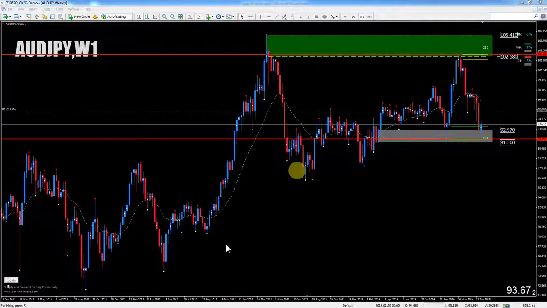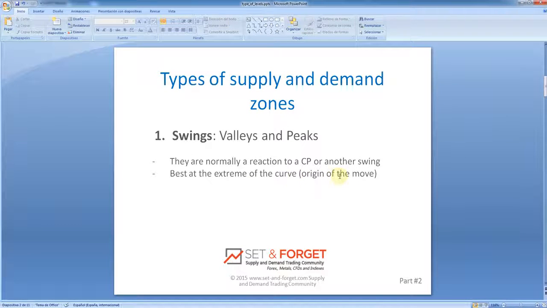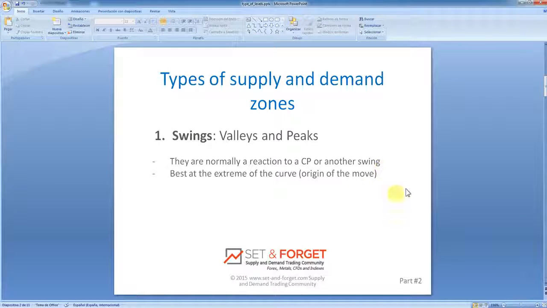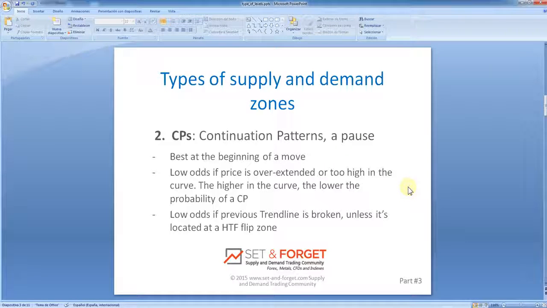So valleys are best at the extreme, at the origin of the move, and they are normally a reaction to a previous CP or another swing. Okay, this is how the market works according to the dynamics of the markets. So we've got another type of level, and that is the continuation pattern. They are best at the beginning of a move. They are low odds if price is overextended or too high in the curve. The higher in the curve, the lower the probability of a CP. And low odds if the previous trend line is broken, unless it is located at a high time frame flip zone or a high time frame area.